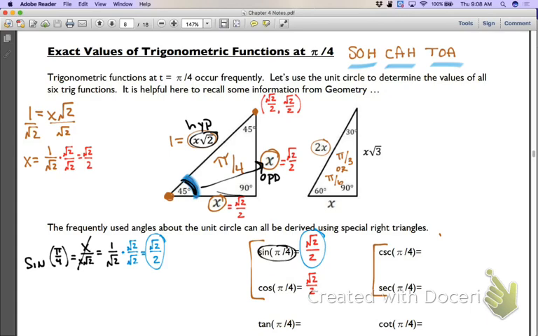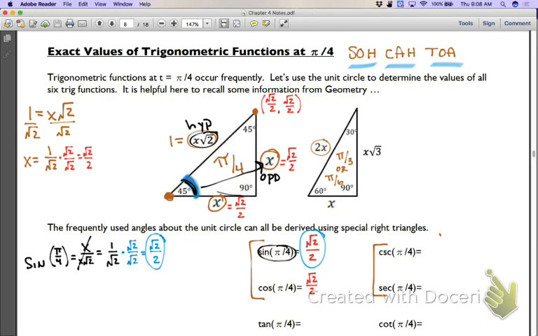Now, since they are special cases, I want to try to remember these cases and not have to do right triangle trig every single time. You can. It's always a possibility. But you don't have to. If you can remember that sine of pi over 4, all the time, every time, is square root of 2 over 2. Whatever sine of pi over 4 is, it's going to be the same thing with cosine of pi over 4.